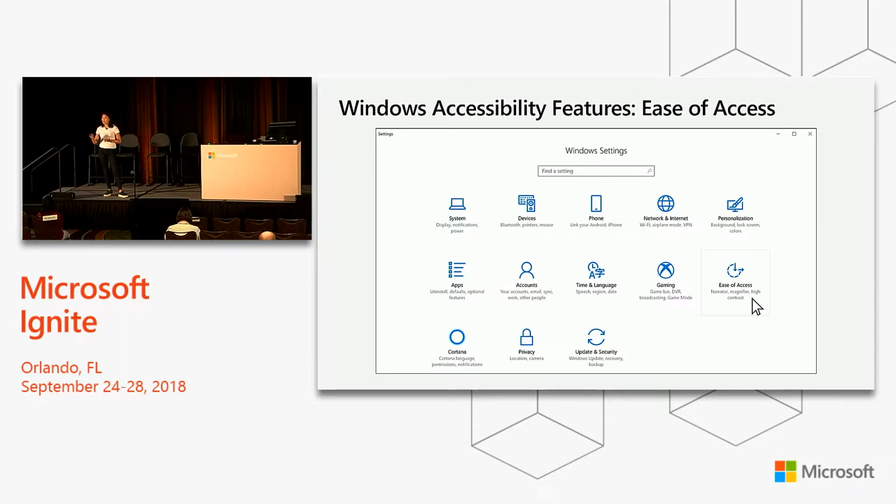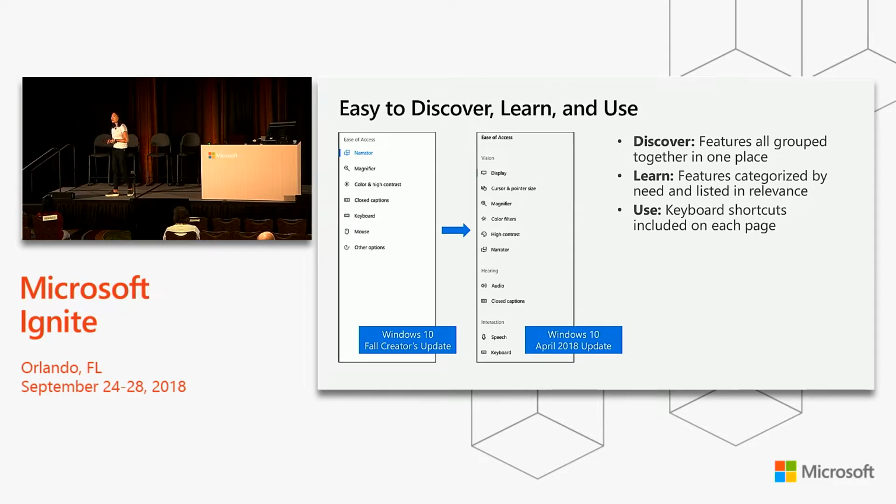So you go into settings, and then you open up ease of access. You can click on it directly, or if you are a screen reader user, you can tab through it. It's an accessible experience, and that's where a lot of these features are going to live. I do want to also point out that the team that works on ease of access has done a lot of work to make these features easier to discover, learn, and use.